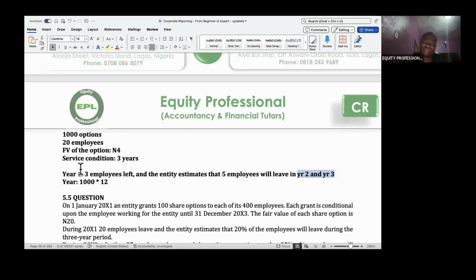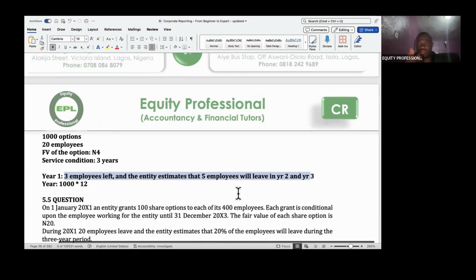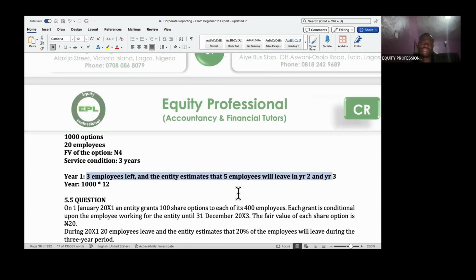The principle is simple. I don't know why you can't get this simple communication. How many will vest? Estimate of the number of people that will vest. Is it the vesting that is the problem? Estimate of the number of people that will not leave at the vesting date, at the end of the third year. So this is just like a primary one. We are just playing with words. That's what we are doing.